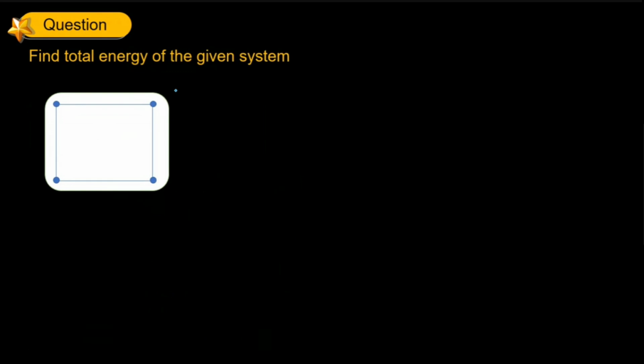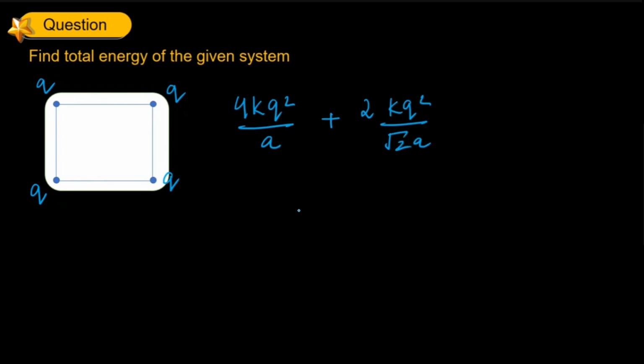Again, you tell me now the answer. So it's kq square over a. The first four pairs which we are going to get are the same. So can I write 4 kq square by a? And then for the diagonal, it is going to be twice of kq square by root 2a.